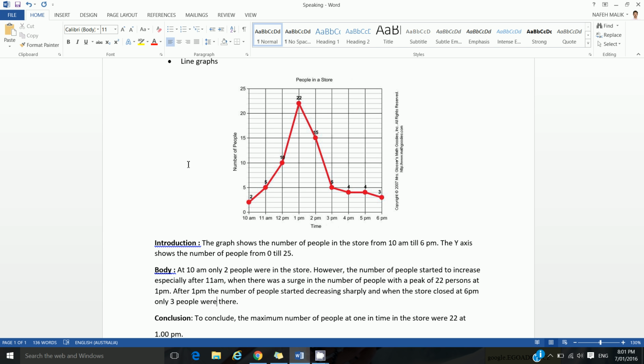So you start the graph with the introduction. You say the graph shows the number of people in the store from 10 a.m. till 6 p.m. The y-axis shows the number of people from 0 till 25. Now you have to make sure that you explain first of all the topic. The topic is the people in a store. And then after explaining the topic, you say the number of people on the y-axis.